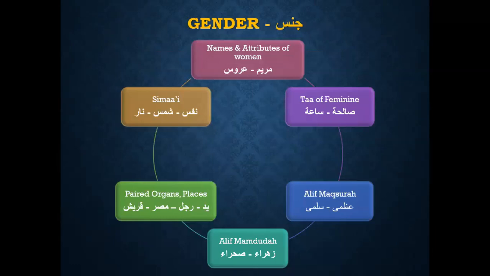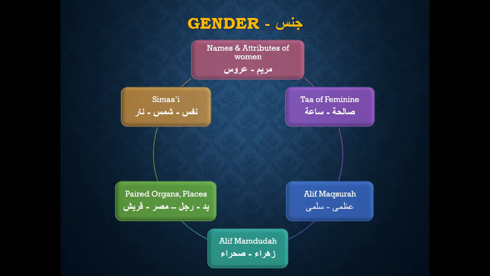And with regards to jins or gender, every word, every noun is considered a muzakkar unless there are these or any other attributes that would hint towards its being feminine. So it may be the name of a female person. It may be an attribute which is just specific to women. For example, widow. For example, a bride. For example, a pregnant woman. So those are the attributes which are specific to women. So the word has to be a feminine word anyway. Name of a female individual which you know is feminine regardless.